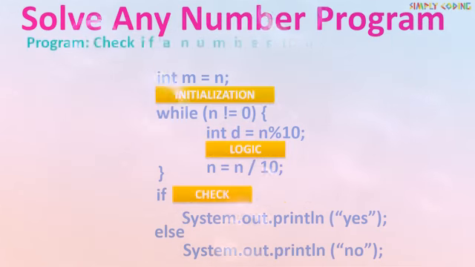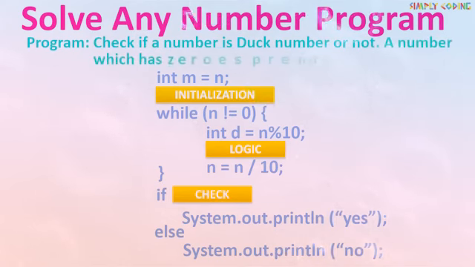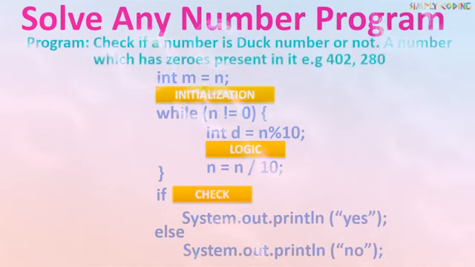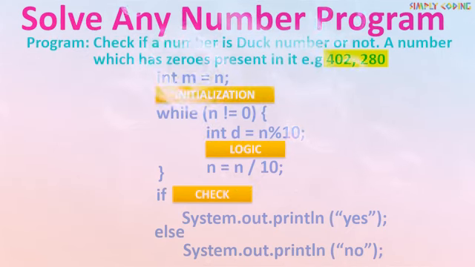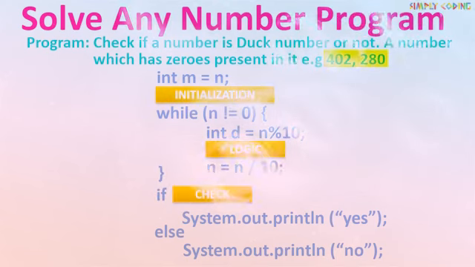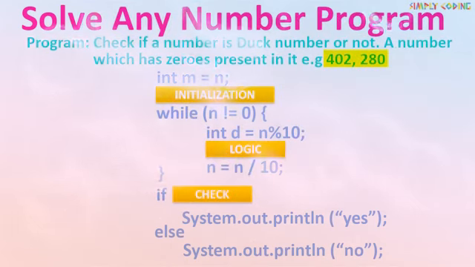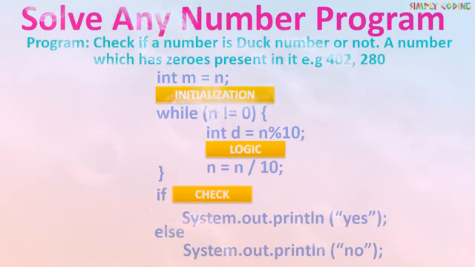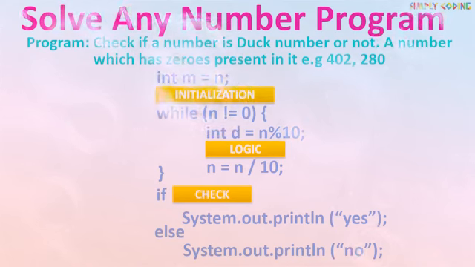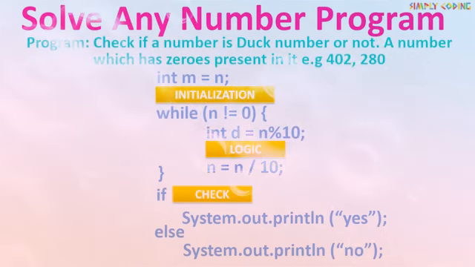Let's see next program, which is the duck number. It is a number which has zeros present in it. Example 402, 280 are all duck numbers. So here you have to check the digits, and if any of the digits is 0, then it is a duck number. The logic which I will explain can be used to find any other number too instead of 0, or it could be used to count the number of times a particular digit occurs in the number.